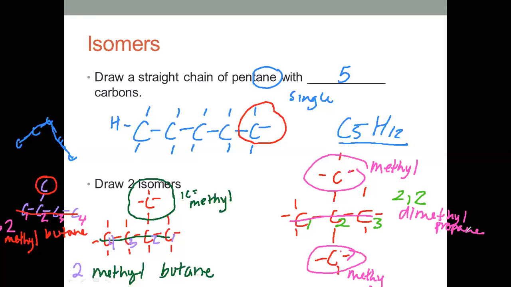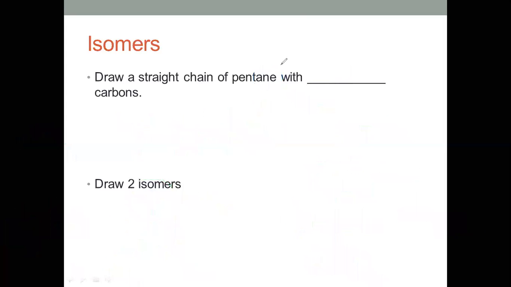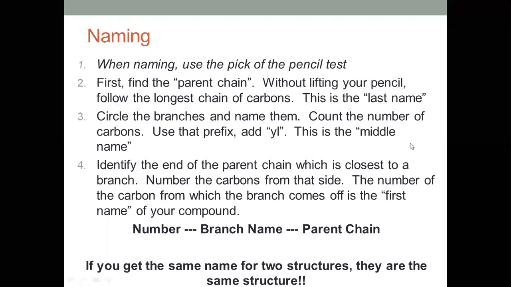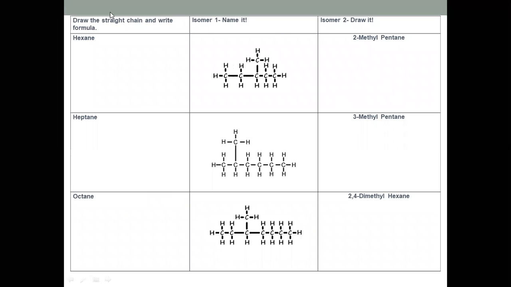On the next page, we're going to draw some pictures. So definitely you should be able to draw the straight chains. Okay, let me flip over there. Okay, so this is the page we're working on. So take a minute and draw your straight chains. I'll draw them too. I'm going to push pause and do that.